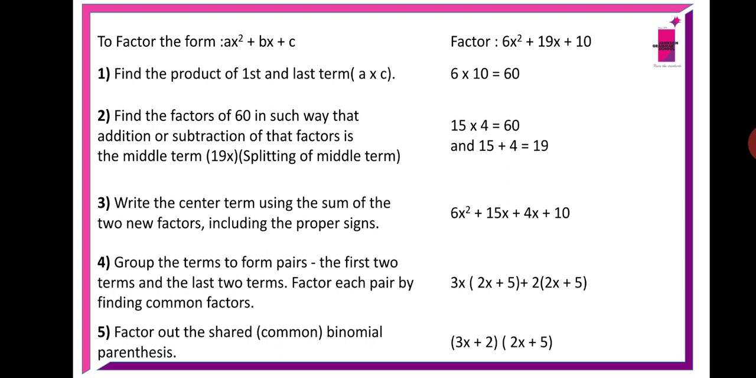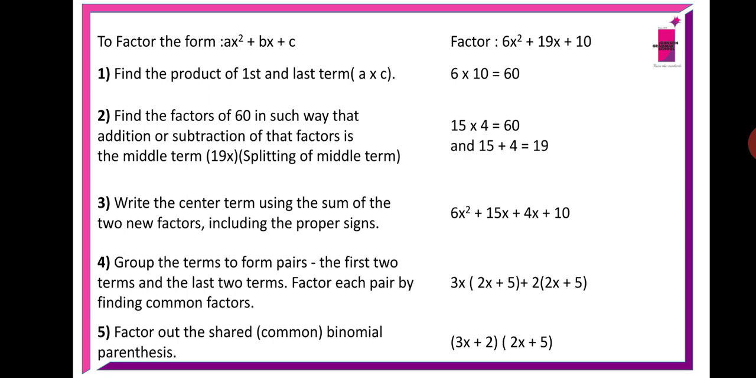The best example, you can see stepwise. To factor an expression of the form ax square plus bx plus c, you are going to split the middle term. So how to split the middle term? There are some conditions. First find the product of the first and last term, that is the coefficients of the first and last term. 6 into 10 is 60. Now find the factors of 60 in such a way that the addition or subtraction of those factors gives the middle term. This we call splitting of the middle term.